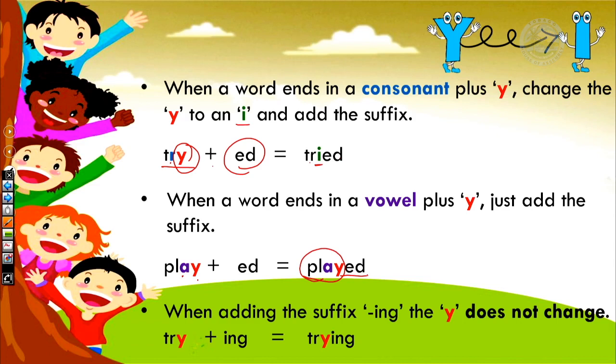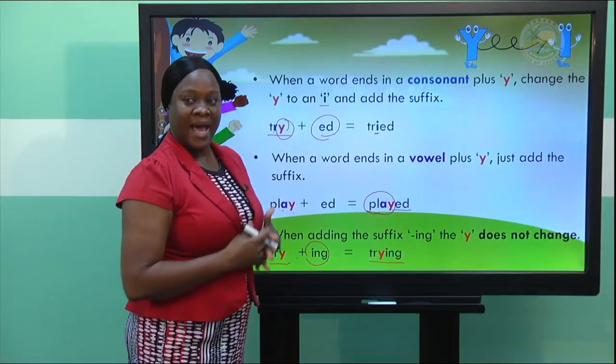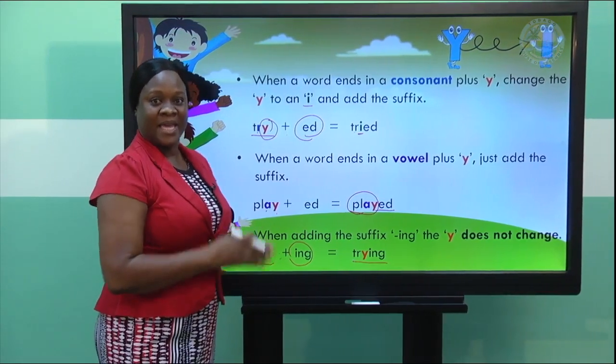When adding the suffix ing, the Y does not change. For example, if we have the word try, which ends in Y, and we are adding the suffix ing to that word try, then we are not making any change. We are just simply adding the ing. So therefore, trying is spelled T-R-Y-I-N-G, keeping the Y in its place.